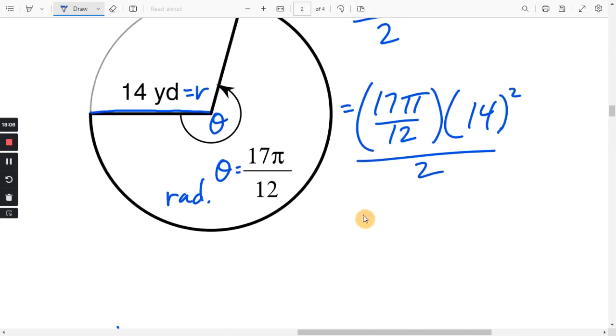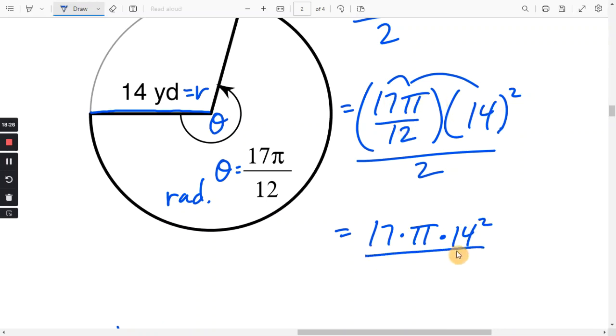Okay, cleaning this up here. The 14 squared is in the numerator, and so is this. So we have 17 times pi times 14 squared, all in the numerator. So these numerators are divided by 12. And then this whole fraction is divided by 2.